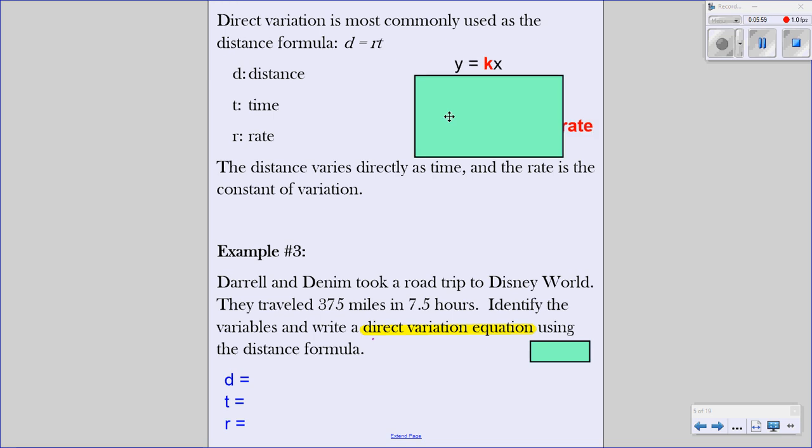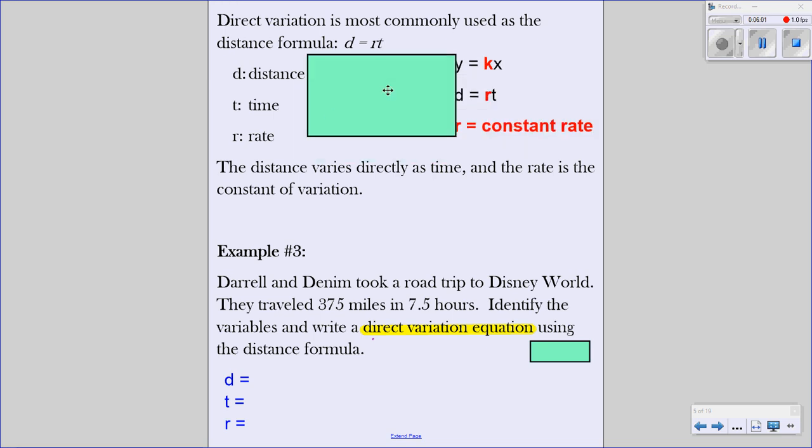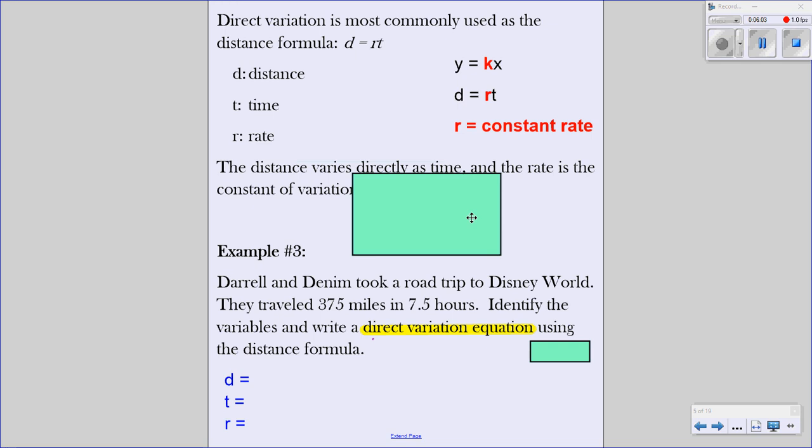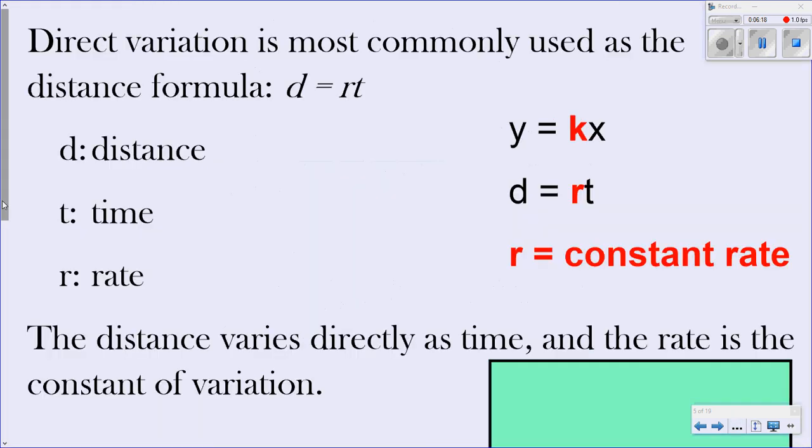So here, as I explained, you're using that formula. Notice where the k is, but instead of using this, you're using the distance formula, where your r is the same as k, and your r is your constant rate. So we got an example. I'm going to expand this so I can go down here.